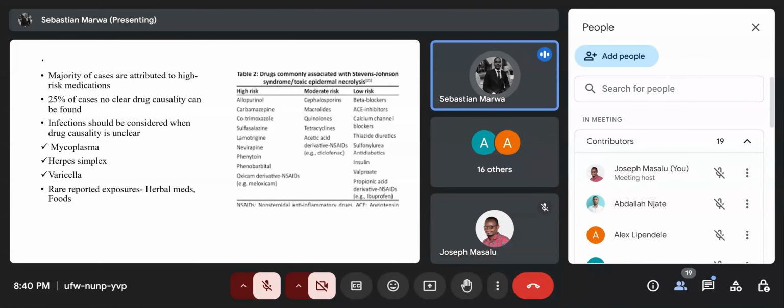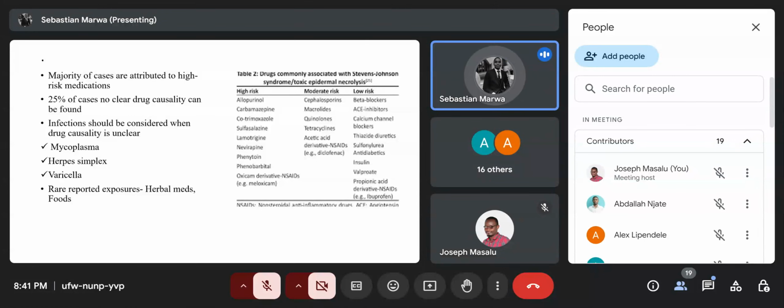Also, another drug which is high risk is sulfur-containing drugs such as cotrimoxazole, together with sulfasalazine. Also, antiviral drugs such as nevirapine are high risk drugs in causing SJS/TEN. Also, oxicam derivative NSAIDs, the one which has been highly implicated is meloxicam.